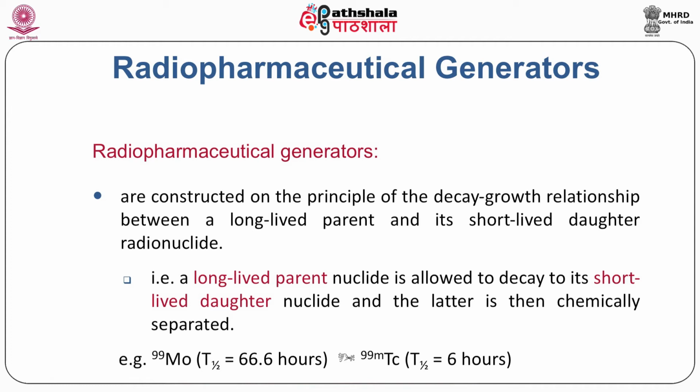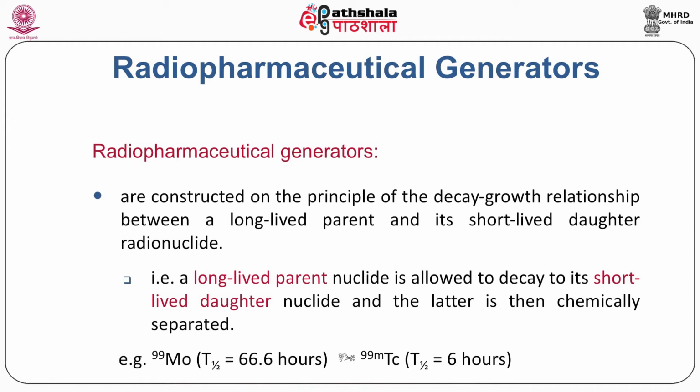These generators are constructed on the principle of the decay-growth relationship between a long-lived parent and its short-lived daughter radionuclide. What does it mean? The parent which decays gives a daughter radioisotope whose half-life is short. Here we are taking molybdenum-99 as the parent radionuclide, which is long-lived, usually 67 hours. When this molybdenum decays, it gives technetium-99m.